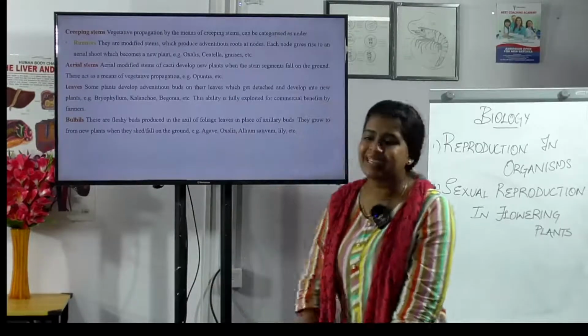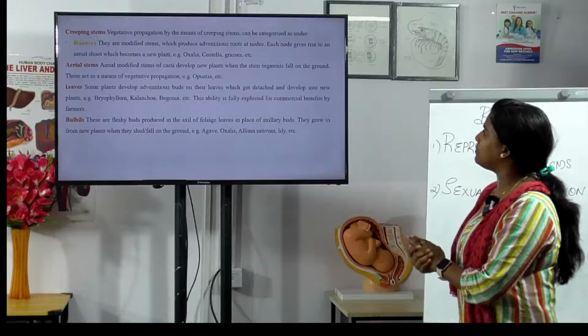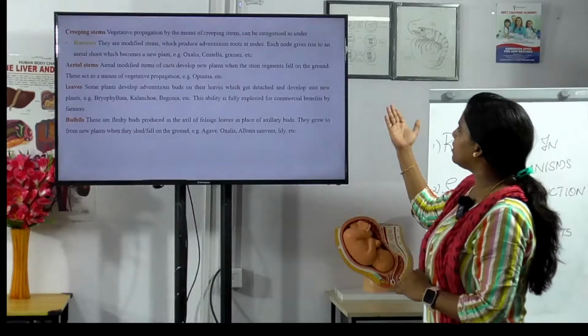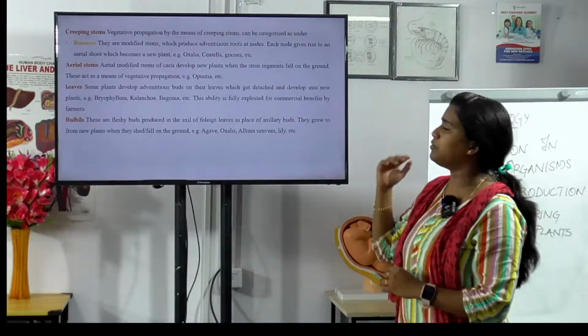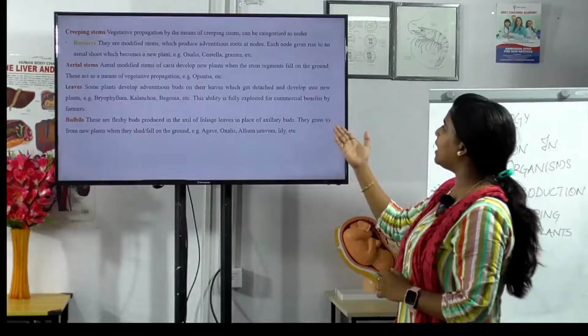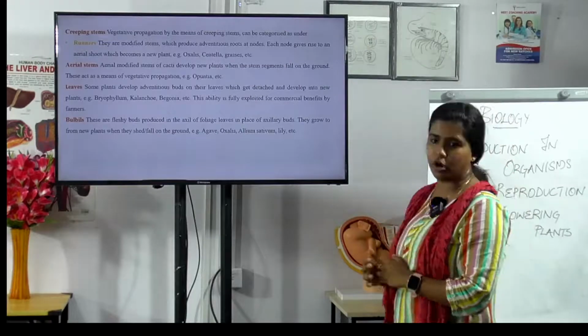And the next is creeping stems. Creeping stems are the vegetative propagation by means of runners. These are modified stems with adventitious roots at nodes, and the node gives rise to an aerial shoot, which becomes a new plant, for example in grasses. Okay, and the next is aerial stem.